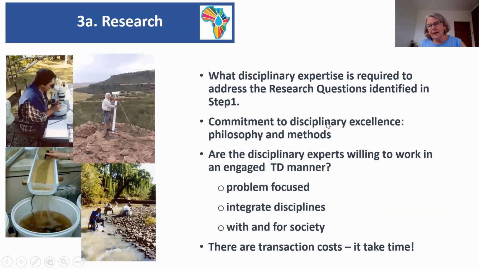Now, you have to be really good at it. If you're going to have an engineer, you need a good engineer. If you're going to have a biologist, you need a good biologist. But then you also have to work in a transdisciplinary way. You have to work together on this problem. You have to put these disciplines together, and you have to remember that you're doing it collectively as stakeholders for each other and society. And you have to accept that this way of working has transaction costs.